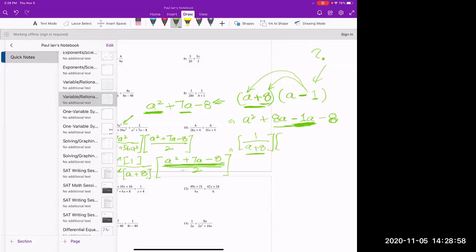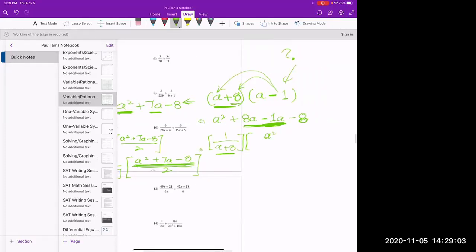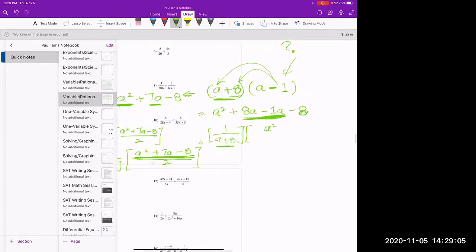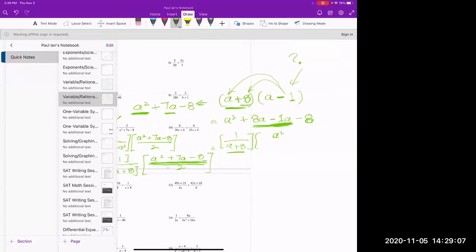Okay, I think we're done. So let's simplify. What do we have here? A squared. And then what is 8a minus 1a? Positive 7a. Plus 7a, and then minus 8. Is that the same as this guy? That's the same, right? And that's how you figure it out.